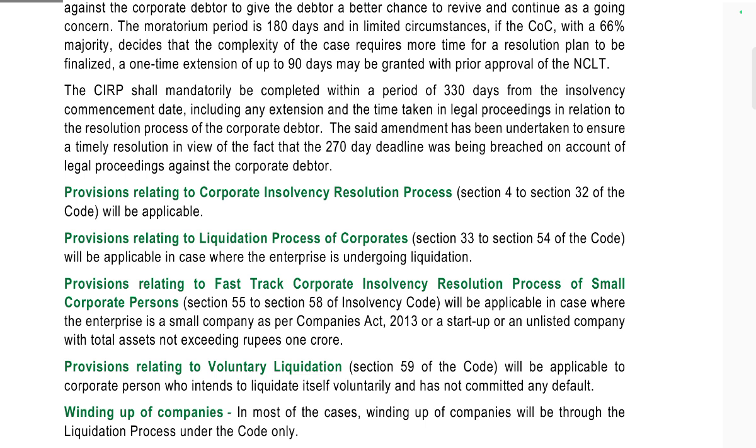The amendment has been undertaken to ensure timely resolution, in view of the fact that the 270 day deadline has been breached on account of legal proceedings against the corporate debtor.